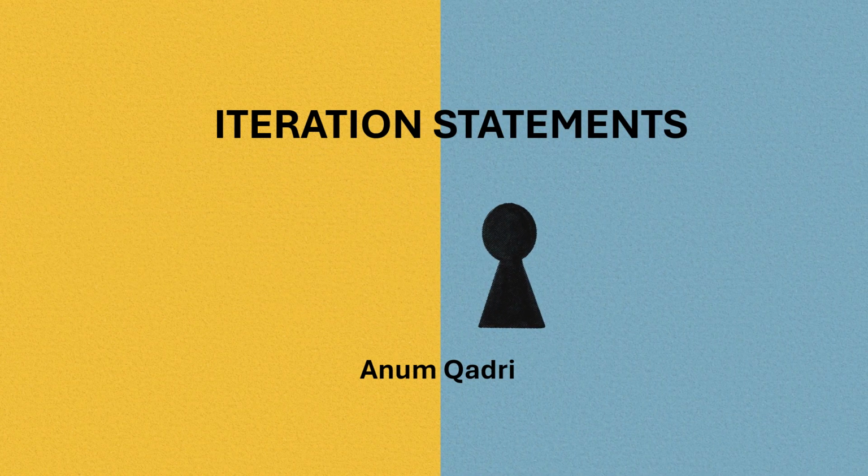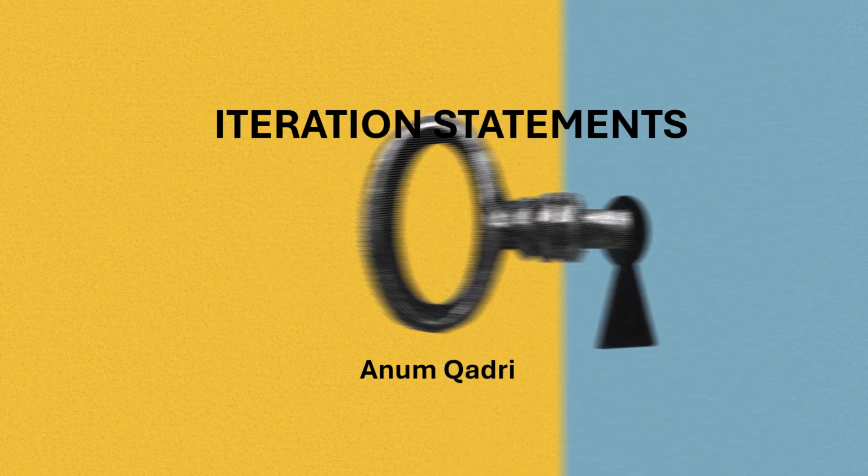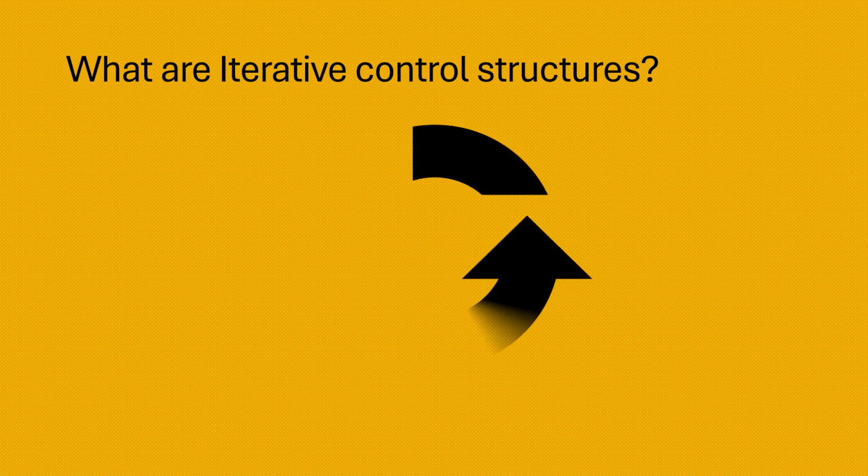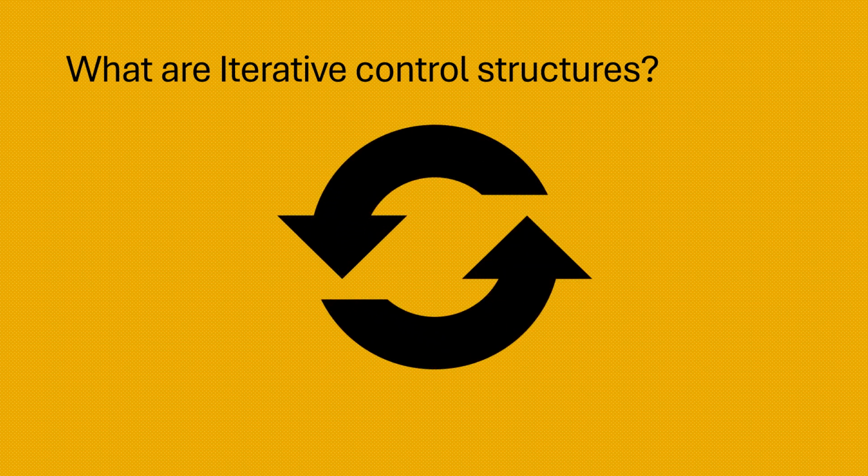Today I have come with the topic of iteration statements, which is a part of control structures. When we talk about iterative control structures, the basic question is, what really are iterative control structures? These are basically those types which go on repeating themselves over and over again until a certain condition is met, or until the final number of iterations is met. So it totally depends upon the type of the loop that is being worked on. We will discuss it in more detail in our coming slides.